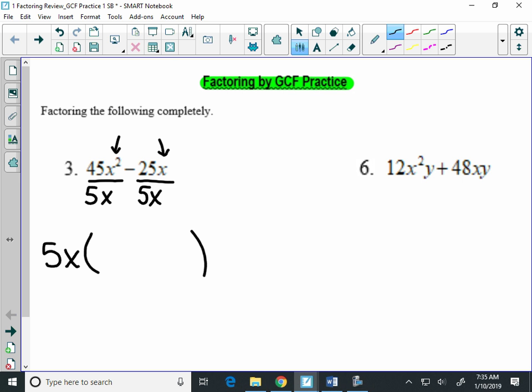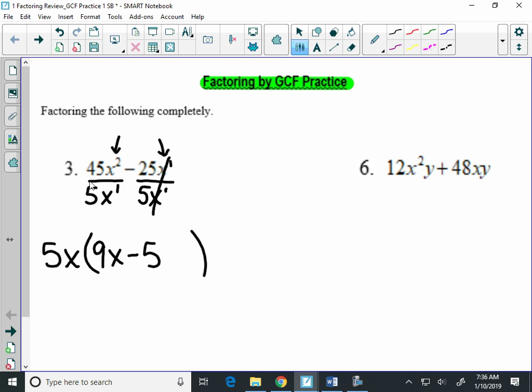So 45 divided by 5 is 9. X squared divided by x to the first, I subtract the exponents, 2 minus 1, and get an x. On the right, negative 25 divided by 5 is negative 5. And here, because the x's are the same with the same exponent, they cancel off. So 5x times 9x minus 5 is your final answer.